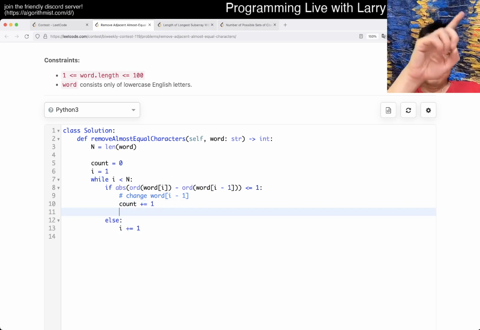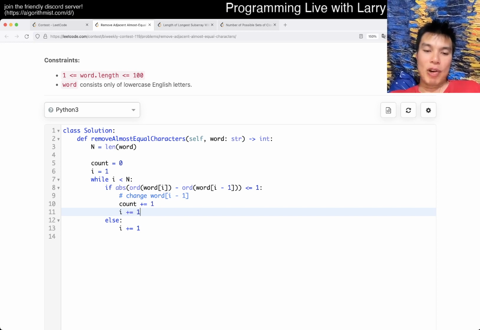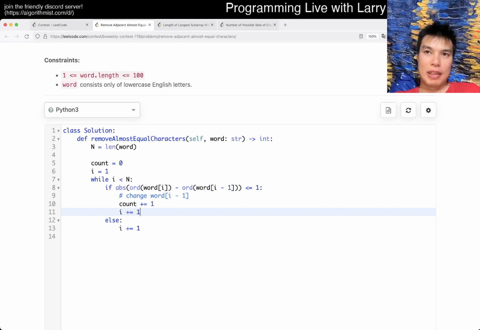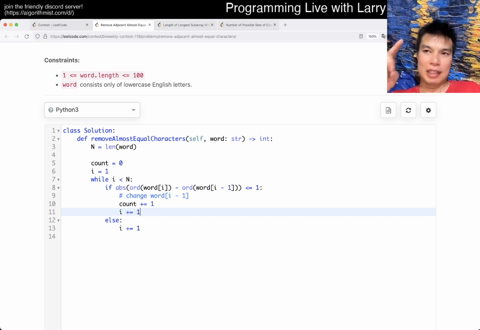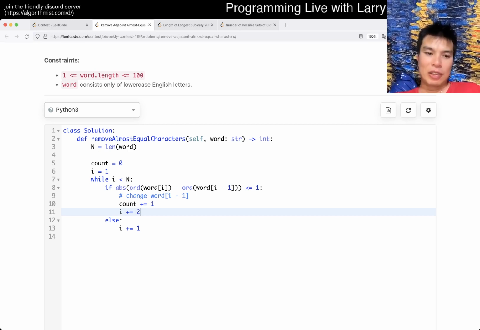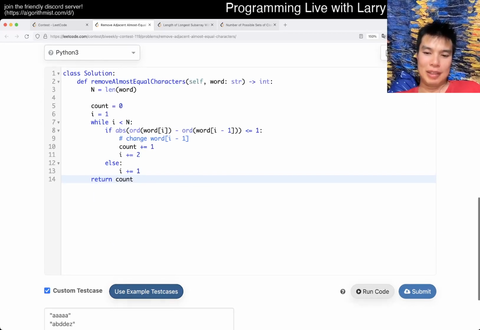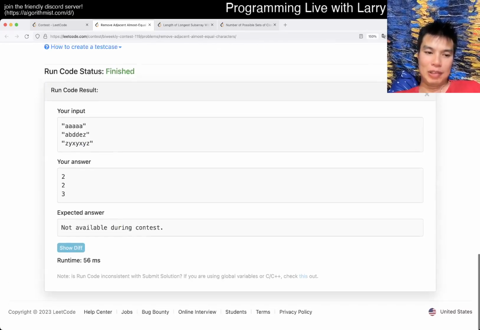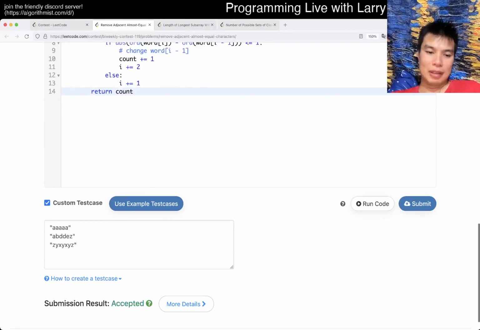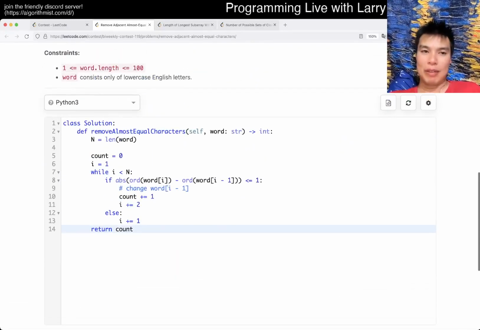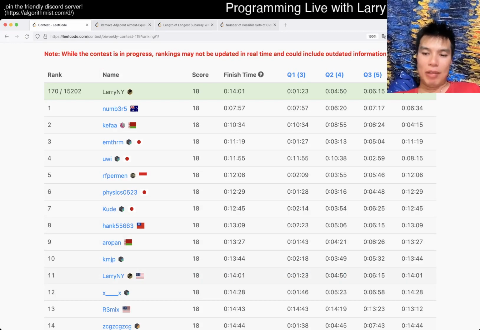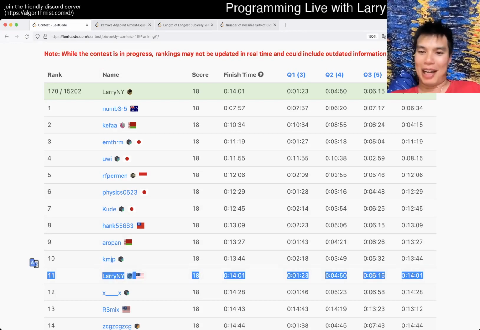Otherwise, we increment by 1, but then we also increment to skip the next character, because you can just find a character that's not adjacent to the next character. So we do this, and I think that probably is good. Let's see if I am hopefully right, 2, 2, 3. Let's give it a submit. Yeah, so I guess that's how people did it very quickly, but I didn't want to risk it during the contest, so I did it with dynamic programming.